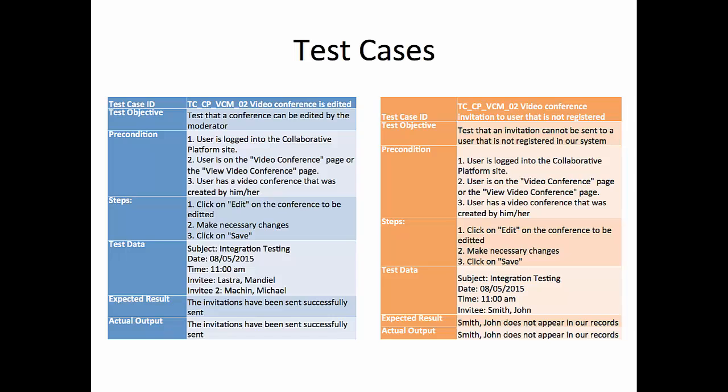So in this case, again, the moderator will go into the conference to be edited and make any necessary changes. Again, the test data we used was subject integration testing, date August 5th, time 11 a.m., and invitee John Smith. Now the expected result here is that Smith John does not appear in the records because John Smith is not registered with the system. And in fact, the actual output is Smith John does not appear in the records. So both of these test cases passed.